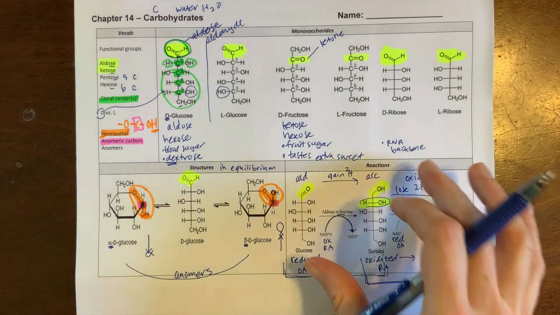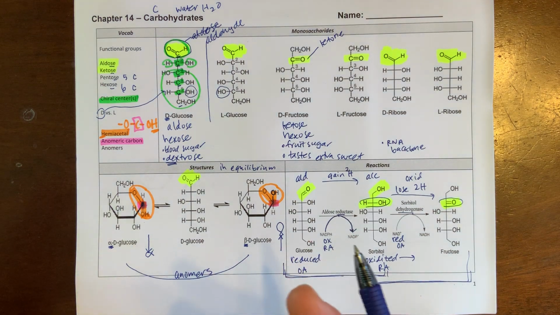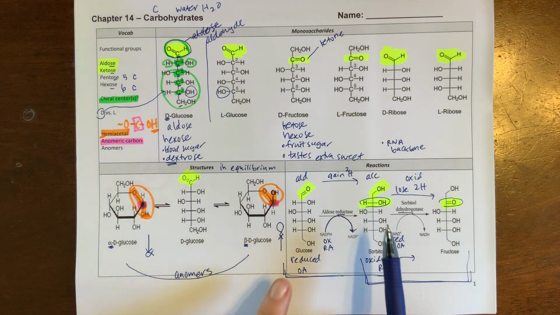So given these molecules, you don't necessarily have to predict the products, but you need to be able to look at them and figure out the important part of the molecule that changed.